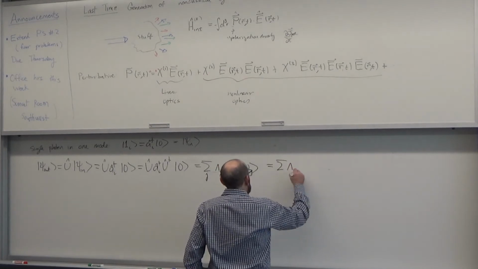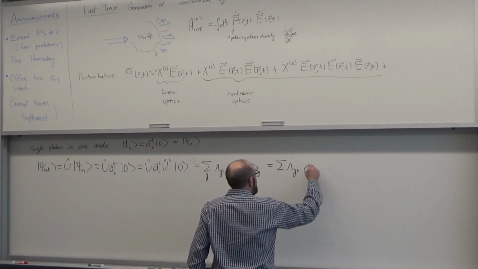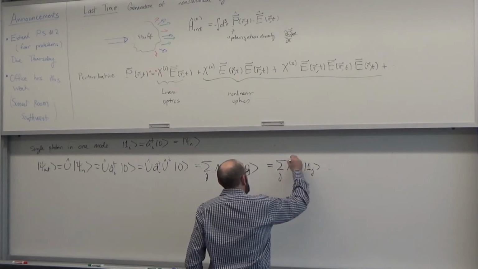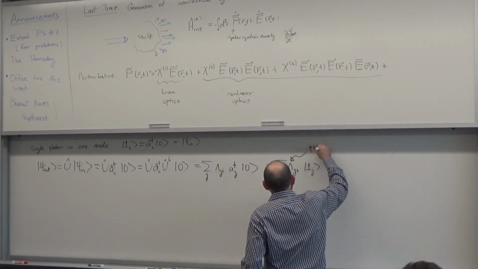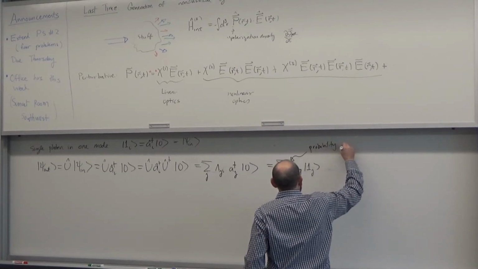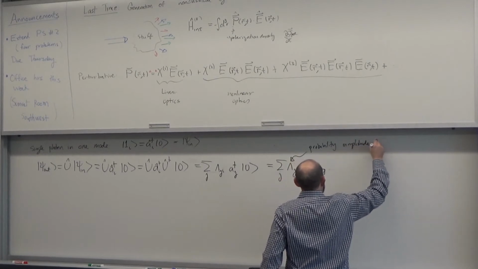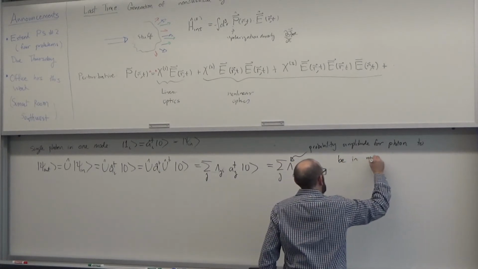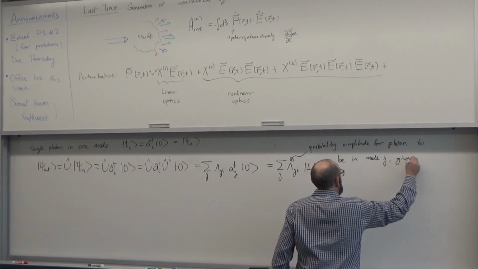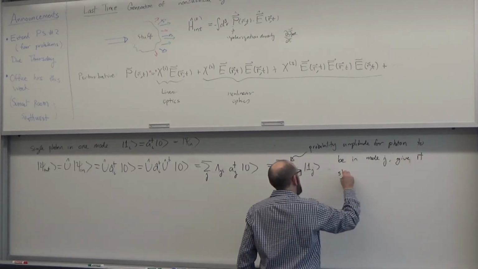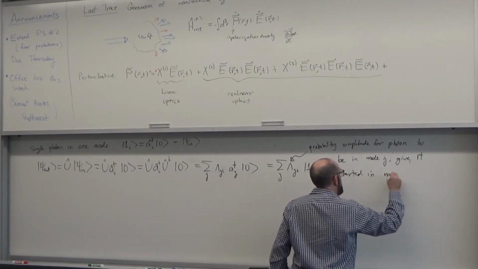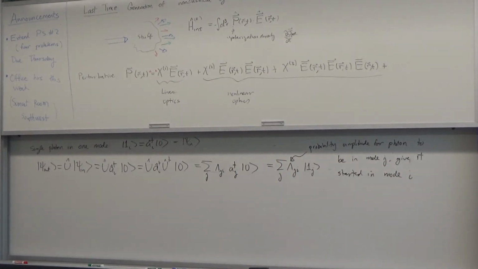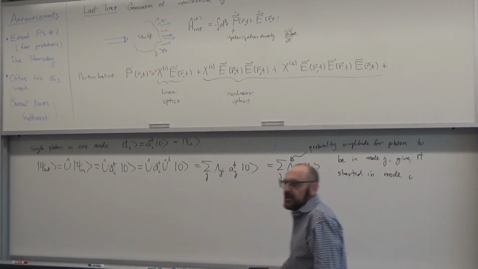And lambda is this matrix, so the probability amplitude for the photon to be in mode J, given it started in mode I. So we sometimes call this the transition matrix, because it's the transition amplitude to go from I to J.